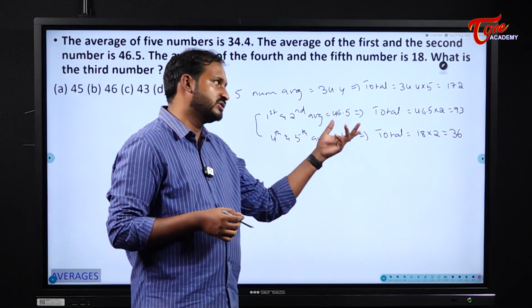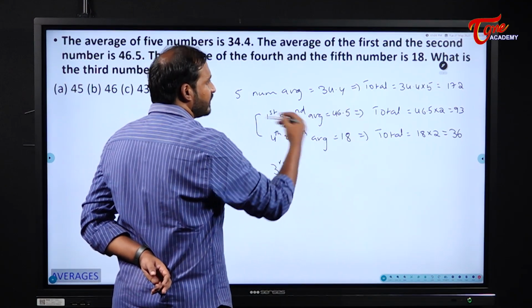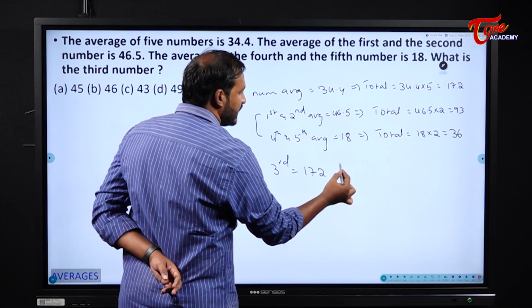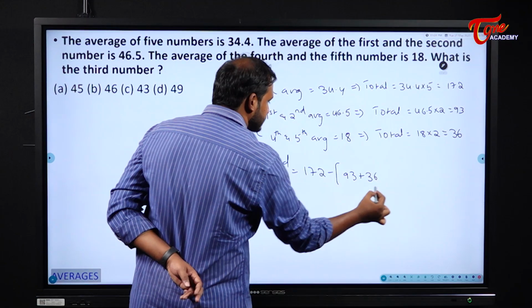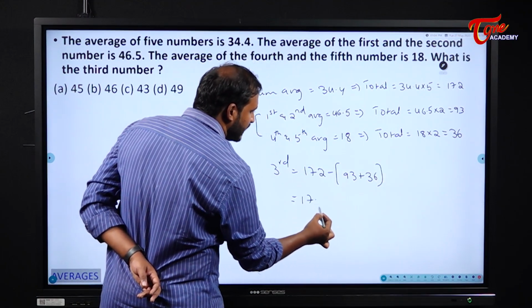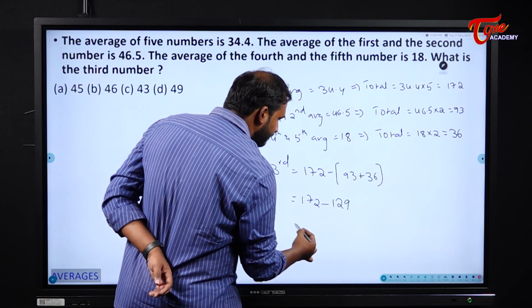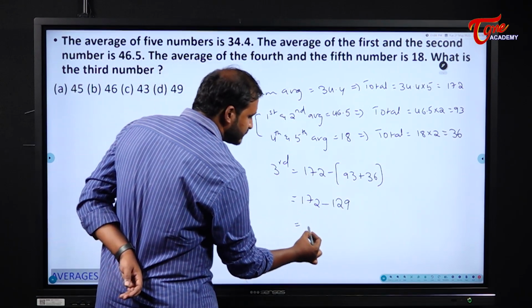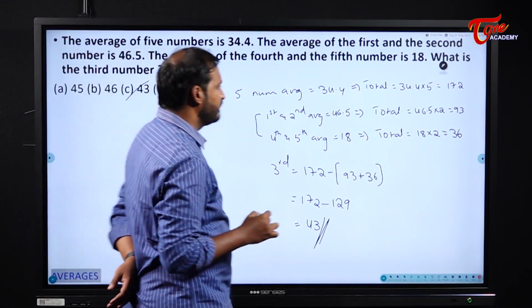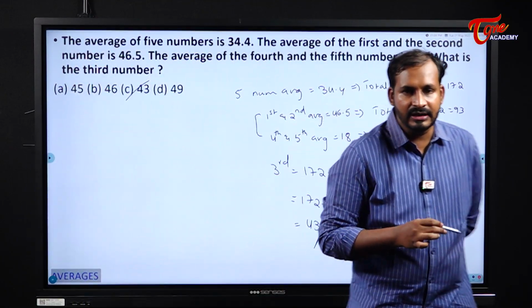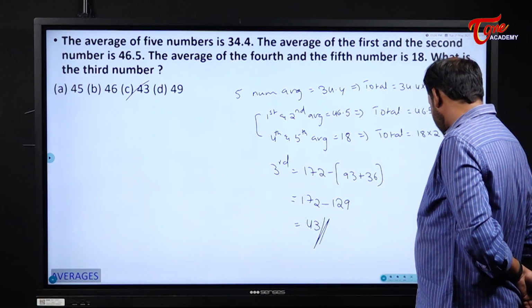Now, see here, students, as usual, very simple. The third number will be the sum of all the 5, 172, minus the first 2 sum, 93, and the last 2 sum, 36. So 172 minus 129 becomes 43. So the third number here is 43. Simple concept. Just you need to do the calculation.